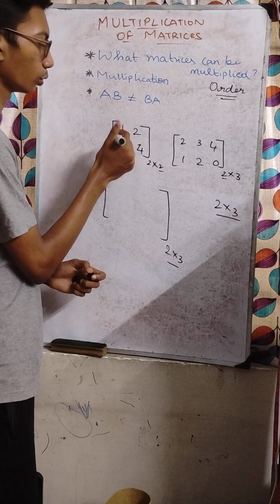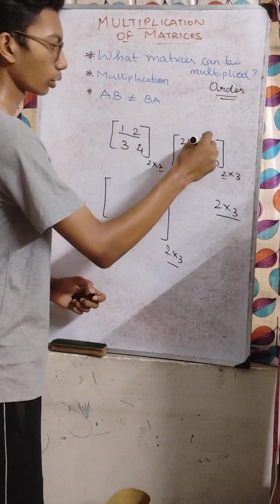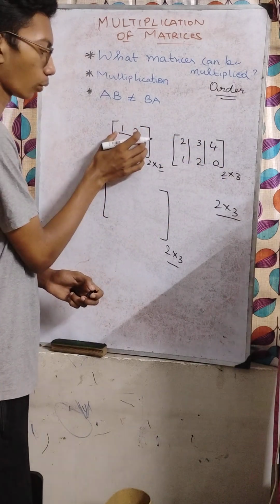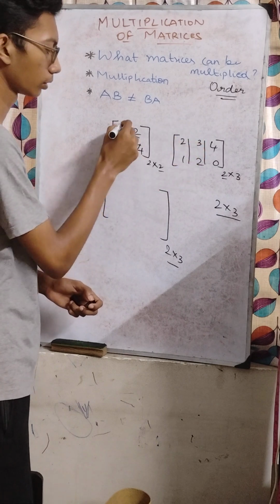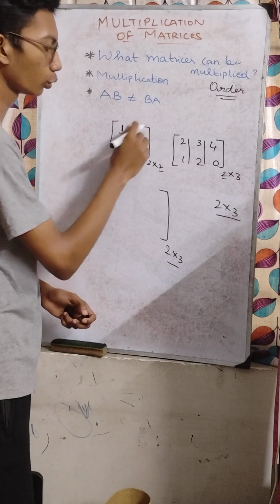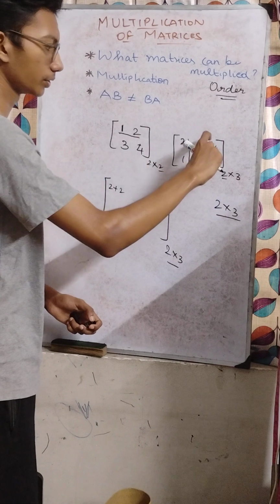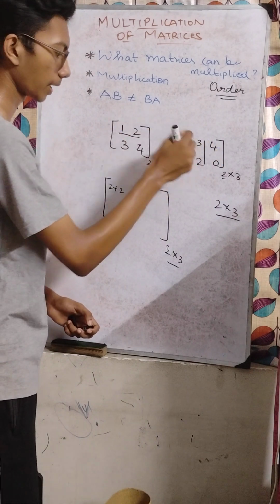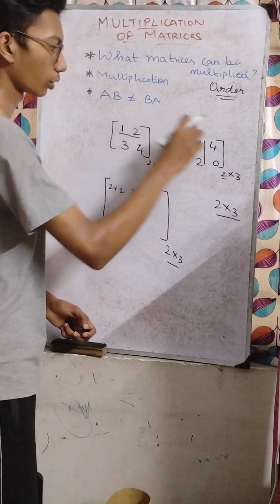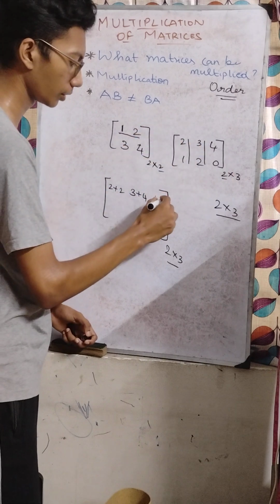So first what we need to do is, this row should be multiplied with this column. This row with this column, this row with the last column. So that's what multiplication we should do. So 1 comma 2 multiplied by 2 comma 1. So 1 is multiplied with 2, plus 2 is multiplied with 1, so 2 again. Now the next thing, this row with this column. So 1 is multiplied with 3, 2 is multiplied with 2. Now this row with this column, 1 is multiplied with 4, 2 is multiplied with 0.